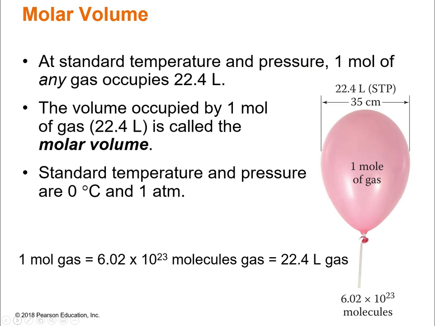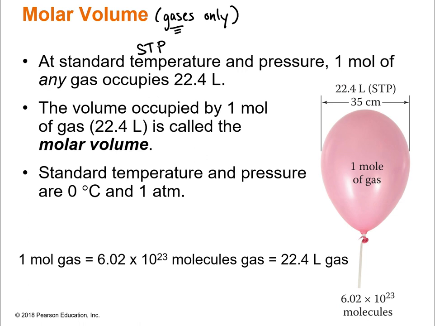The third way that we can define a mole is for gases only. And that's with molar volume. At standard temperature and pressure, which is 0 degrees Celsius and 1 atmosphere, 1 mole of any gas occupies 22.4 liters. That is called the molar volume. Again, gases only. That's it. And they have to be at STP, standard temperature and pressure. The problem will say that it's a gas at STP.